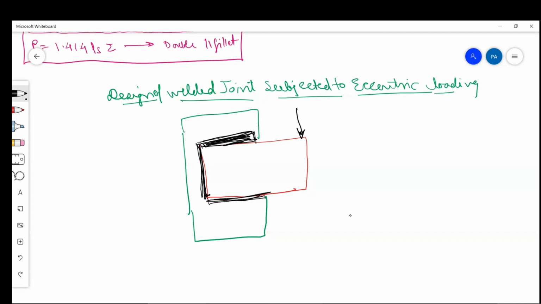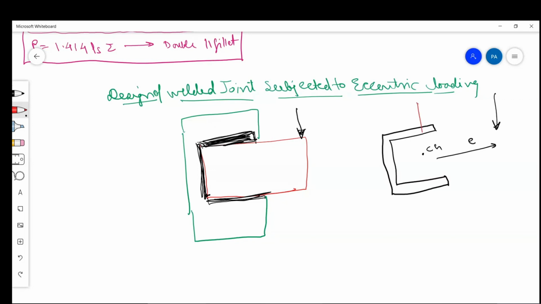But here the load applied is not along the CG. CG of what? CG of this C-shape weld. We will have to find the CG of this, and suppose the CG is coming here. Where is the load applied? Load applied is here. So is it acting along the CG? No. So this is eccentric load. Had this load been acting here, then it would have been called direct load.